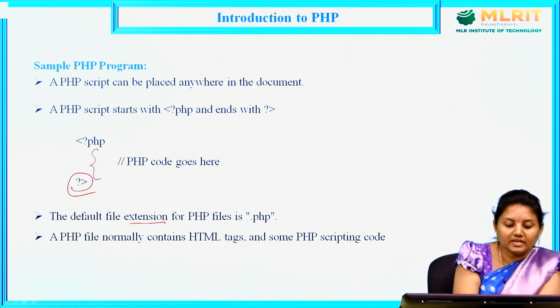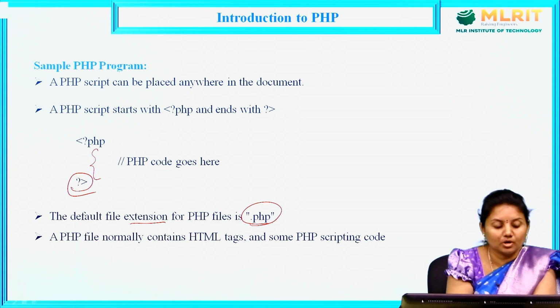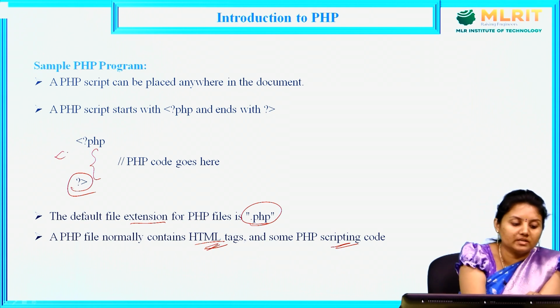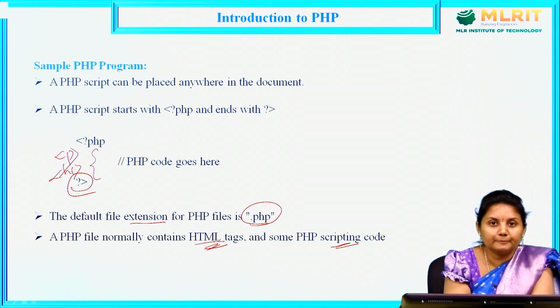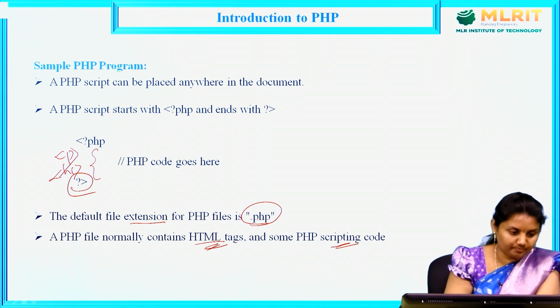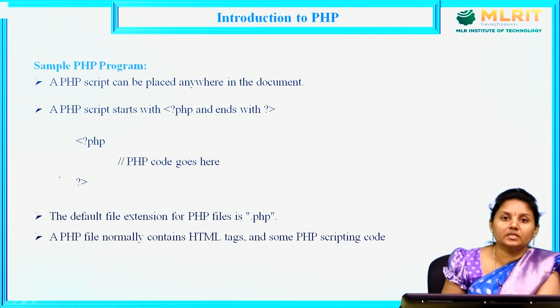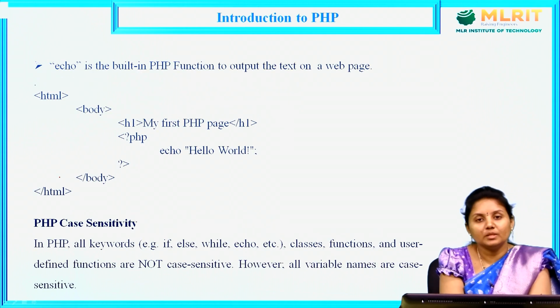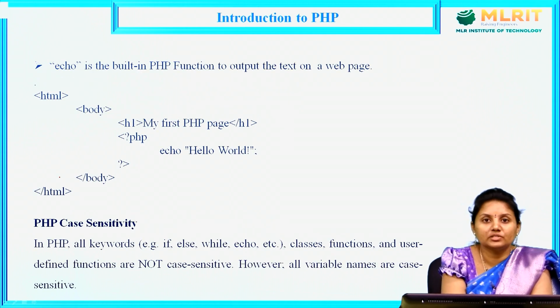The default file extension for PHP files is .php. A PHP file normally contains HTML tags and some PHP scripting code. HTML tags will be there, so in between this you can write a p tag, you can write an h1 tag. Those can all be supported. The same we did in AngularJS, and also in JavaScript. Similarly you can integrate HTML with PHP. For the presentation part we are going to use HTML, and PHP is used for coding.